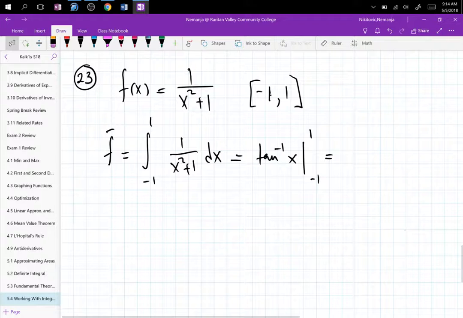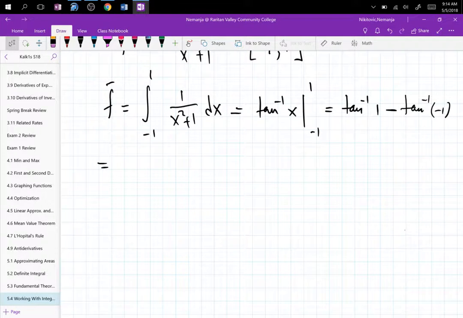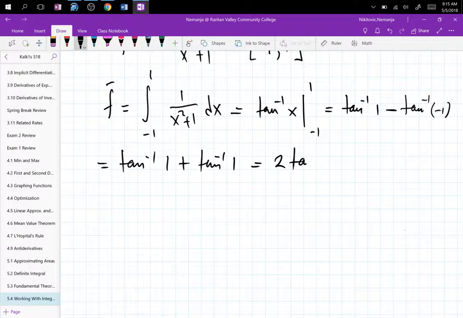So we have the tangent inverse of 1 minus tangent inverse of -1. Now inverse tangent is an odd function, which means that the minus sign from -1 can jump in front. So I have tangent inverse of 1, and minus gives me plus, and then I have another tangent inverse of 1, and this becomes 2 tangent inverse of 1. What's the tangent inverse of 1? Very good.